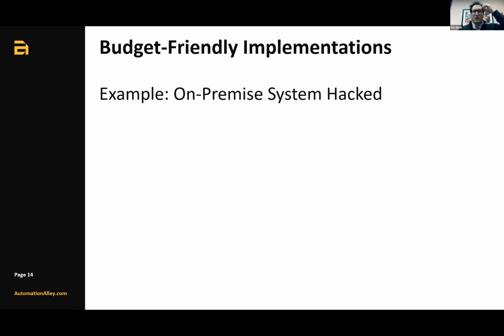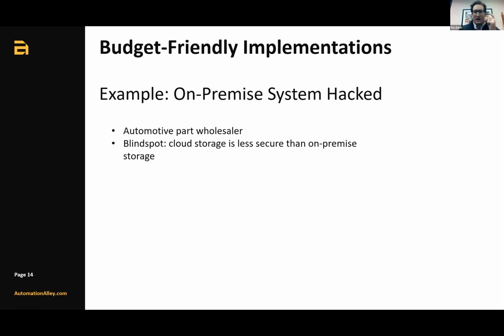The last budget-friendly one was an on-premise system hack. So in some of the research that we've done, some companies have said they feel much more comfortable keeping their systems on-premise instead of on cloud. In this case, it's an automotive part wholesaler. They had cloud storage. It's less secure than on-premise storage.